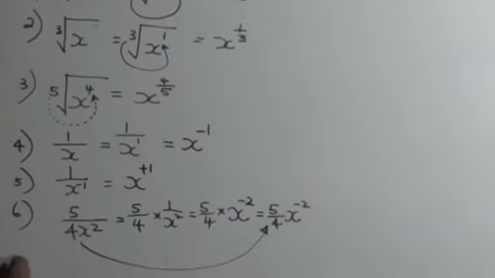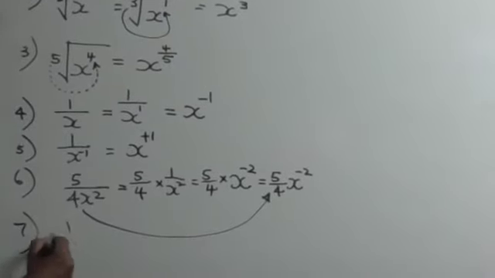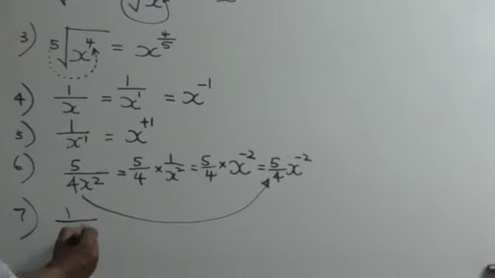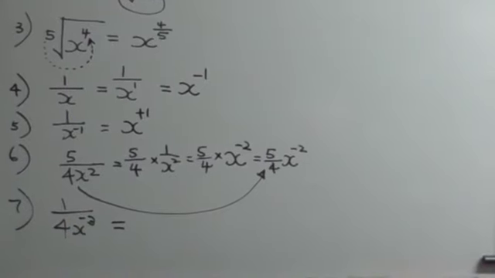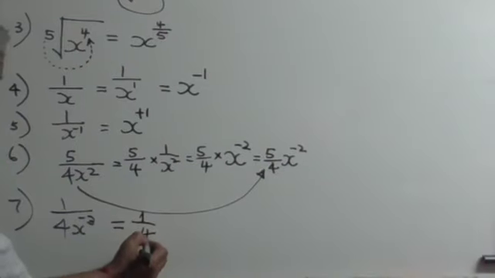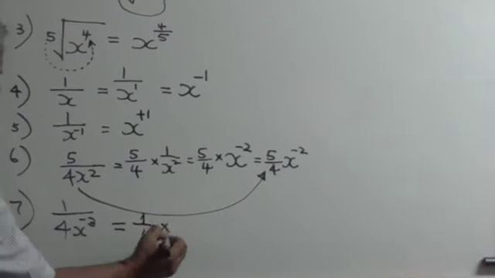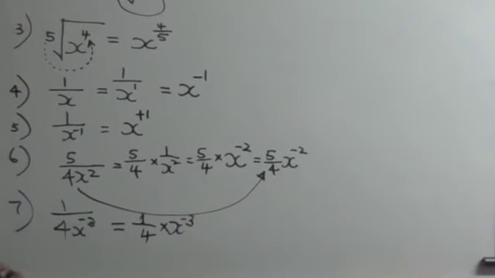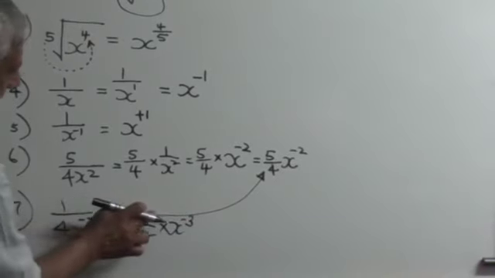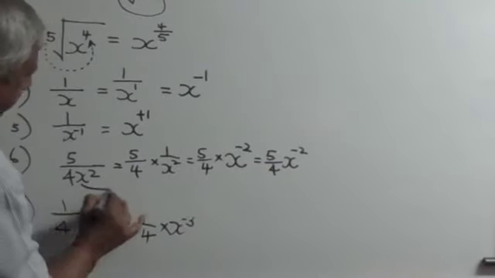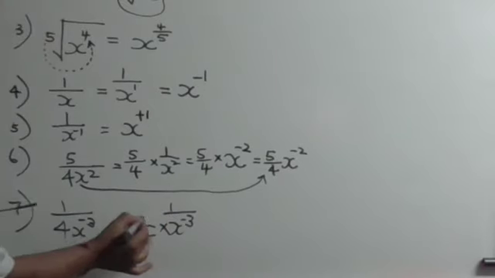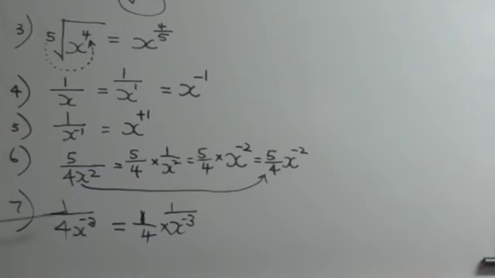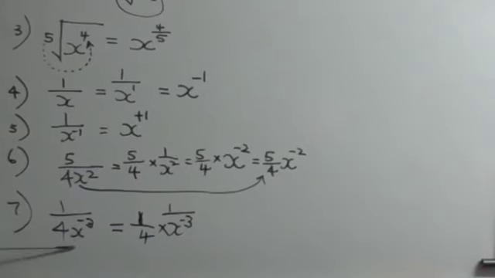Let's just do one more. So let's suppose we had number 7, 1 over 4x to the minus 3. Well, that's 1 over 4, so it will remain as 1 over 4, and that's x to the minus 3. Actually, let's remove this. Well, actually it's 1 over x to the minus 3. So this is 1 over 4, and this is 1 over x to the minus 3.